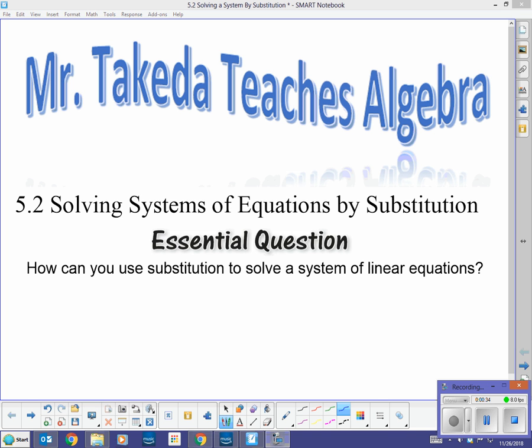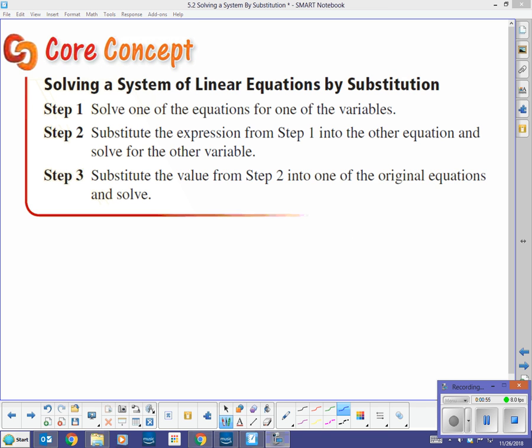Now, yesterday we looked at solving systems of equations by graphing. We learned that the point of intersection of the two graphs is the solution for the system. But how can we do that algebraically without graphing? Here's our first method. So here's a little breakdown of what we're going to do.